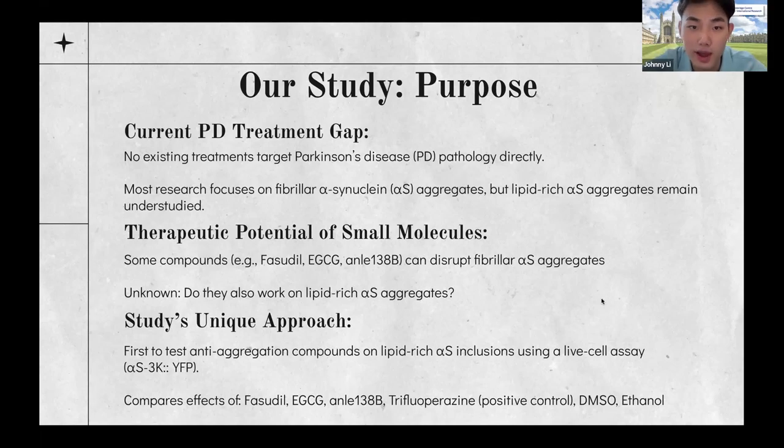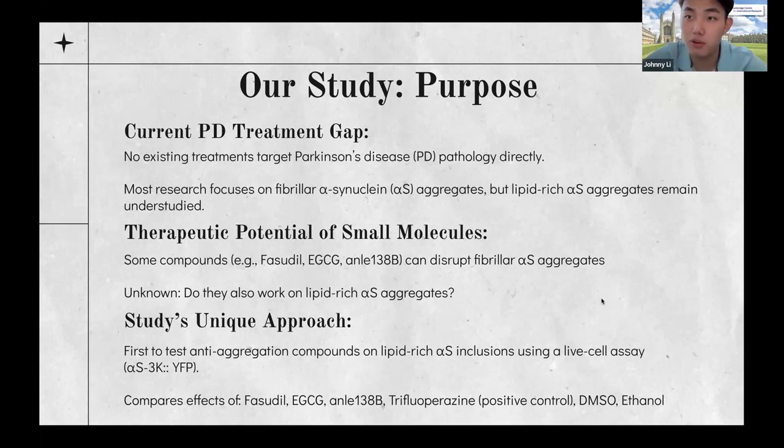Essentially, using a live cell assay expressing alpha-synuclein, we treated these cells with these compounds and monitored changes in alpha-synuclein inclusion formation and protein levels. What we found was that Fasudil and Anle138b, as I'll show later in diagrams and graphs, significantly reduce both inclusion formation and total alpha-synuclein protein. EGCG, on the other hand, had no noticeable effect.